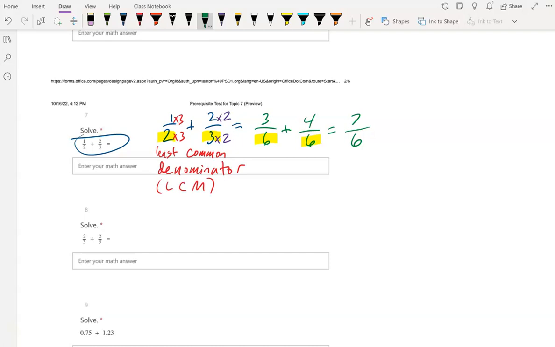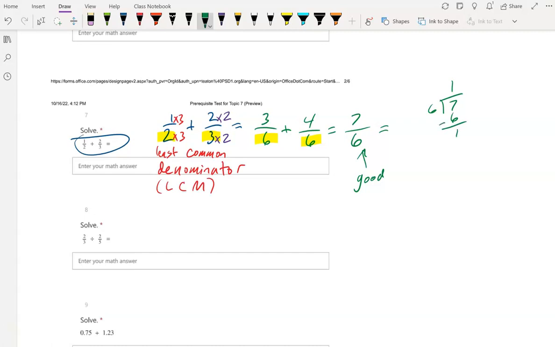7/6 is a perfectly good answer. If you want to change it to a mixed number, now remember, this is a good answer, but if you want to change it to a mixed number, you can. You just have to change it from 7/6. And remember that this is a division problem. 7 over 6 is 7 divided by 6. 6 goes into 7 one time. 6 times 1 is 6. 7 minus 6 is 1.